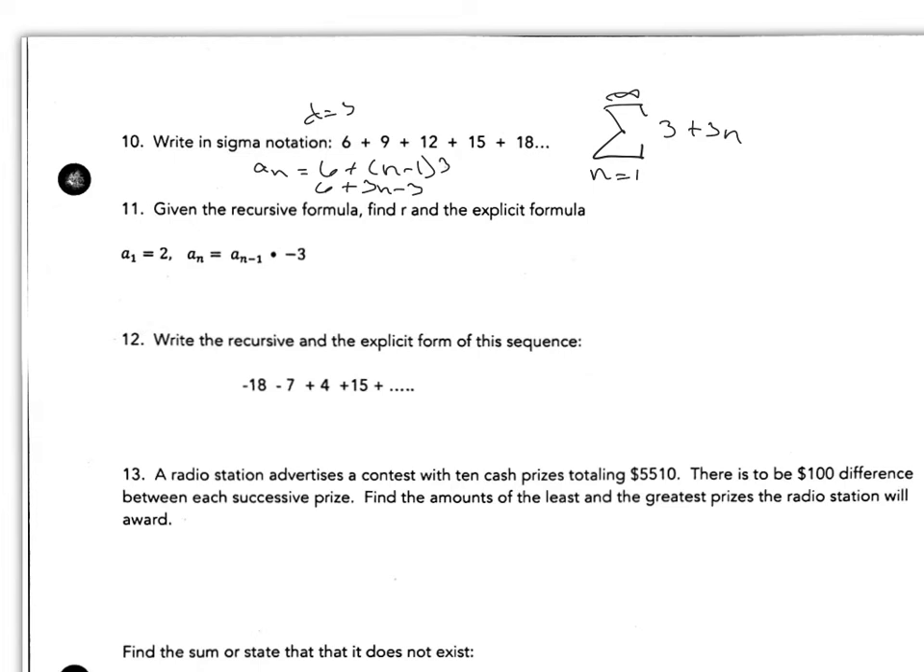So here we have to find r. Of course, we know that r is negative 3. And the explicit formula for this geometric sequence is a sub n is equal to first term times negative 3 to the n minus 1.